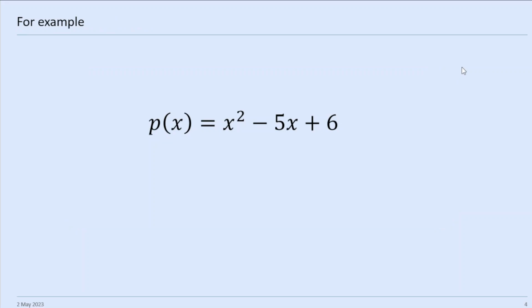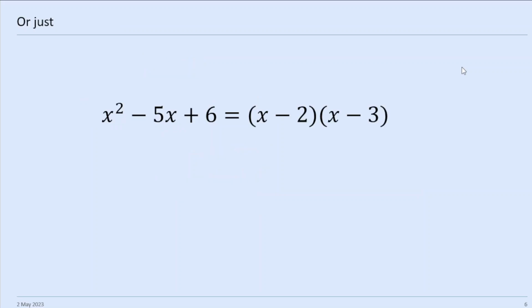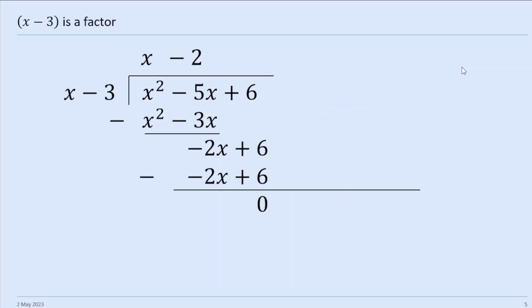So for example, p of x equals x squared minus 5x plus 6. We can see by just straight division that x minus 3 is a factor of x squared minus 5x plus 6. We can also see that x minus 2 is a factor. So we can write it like this: x squared minus 5x plus 6 equals x minus 2 times x minus 3. And actually you could have just done that by straight quadratic factorization. It wasn't necessary to do the long division, but still long division is nice.